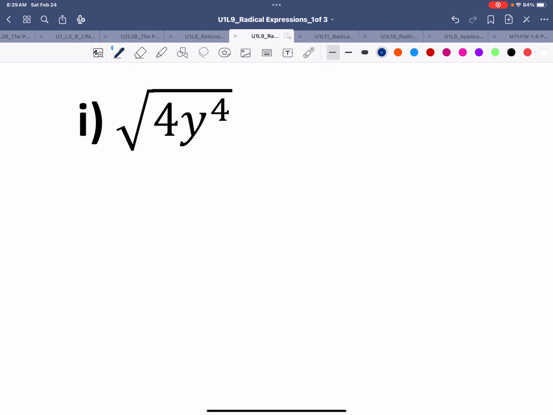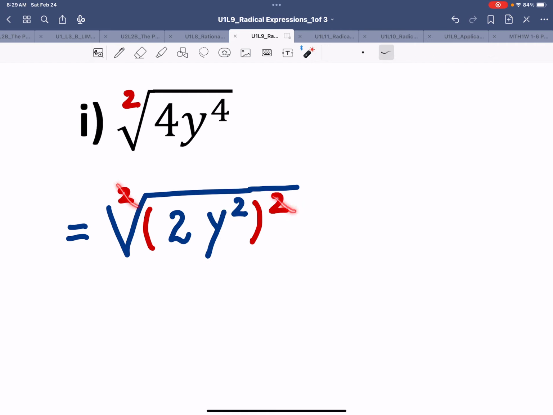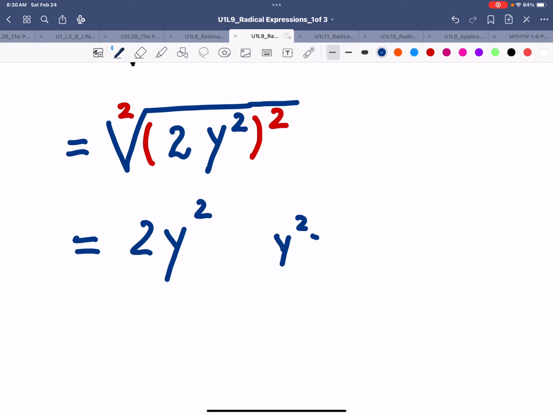We have again an even root, so we gotta watch out for the number that we take out of the radical. Even root means that we're going to need in here a power of 2, same as the index. So number 4 will need a base of 2. y to the 4, a base of y squared. 2 and 2 simplify. Answer is 2y squared. And y squared is positive or 0 for any real number y, therefore no absolute value.